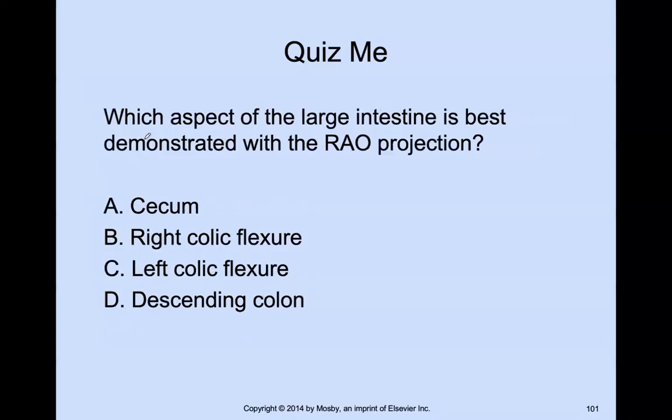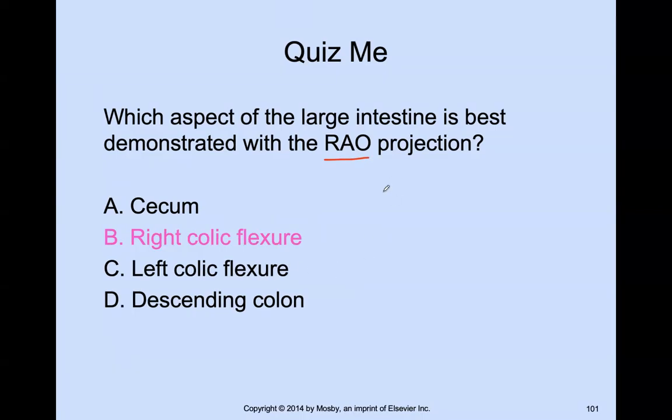This one I want you guys to answer. Which aspect of the large intestine is best demonstrated with the RAO projection? So it's going to be one of the flexures, either the right or the left. Remember, we started with the RAOs because they were the easiest to remember because they are a direct relationship. So the RAO will demonstrate the right colic flexure. Very good. LAO will demonstrate the left colic flexure.